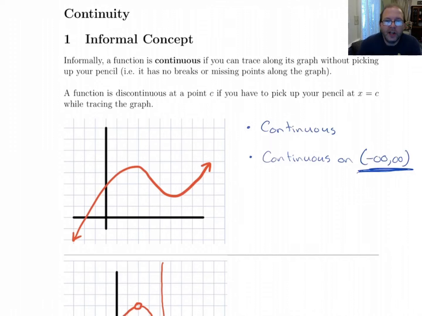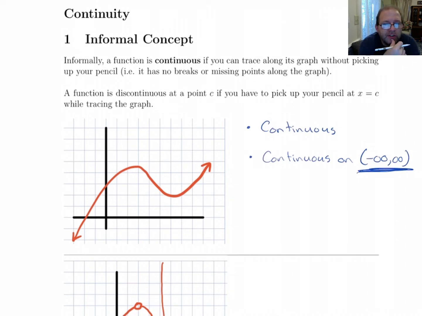Hi guys. Today we're going to look at the concept of continuity, which is from section 2.5 in the textbook. Continuity is an important concept in calculus and in some further math classes like real analysis and complex analysis. So let's look at the informal concept first.